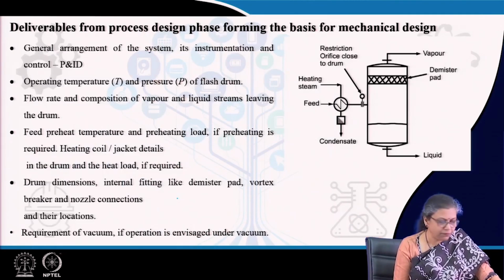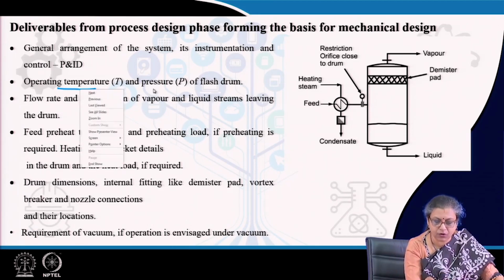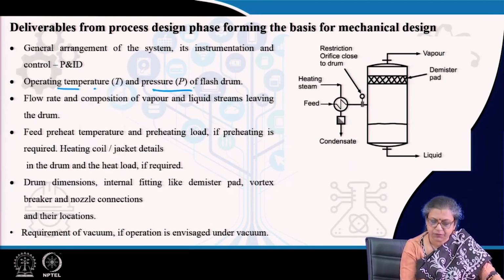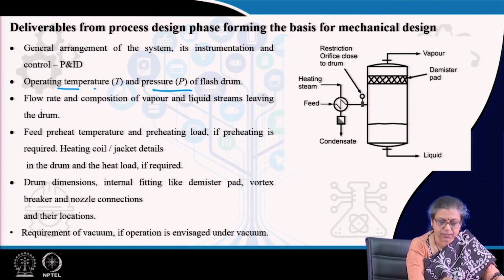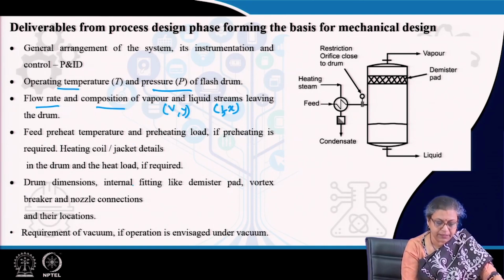So therefore, from the inputs that I have mentioned, what are the deliverables? The deliverables are definitely going to be the operating temperature and the operating pressure of the flash drum, which I have already discussed, the flow rate and composition of the vapor and the liquid streams, that means Vy and Lx, which I have discussed, the feed preheat temperature and the preheating load if preheating is required, and accordingly the jacket details or the heating coil details if the drum is heated.